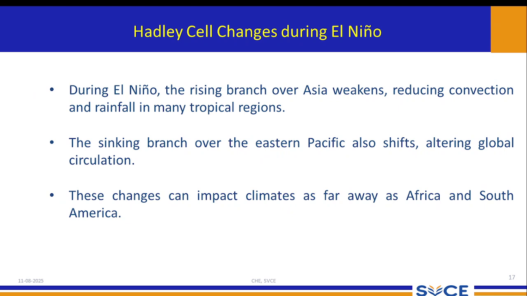Okay, Hadley cell changes during El Nino. During El Nino, the rising branch over Asia weakens, reducing convection and rainfall in many tropical regions. The sinking branch over the Eastern Pacific also shifts, altering the global circulation. These changes can impact climate as far away as Africa and South America. So what does it mean actually? These changes can impact the climate as far away as Africa and South America.